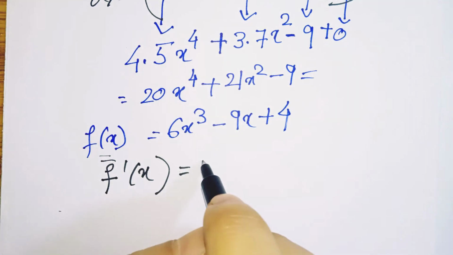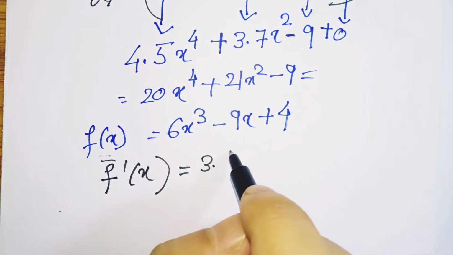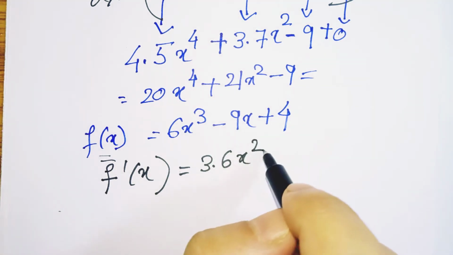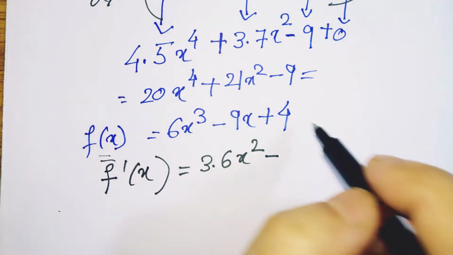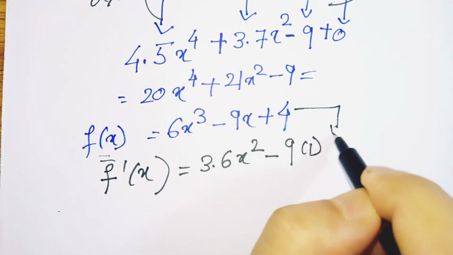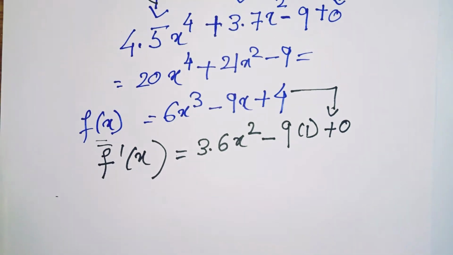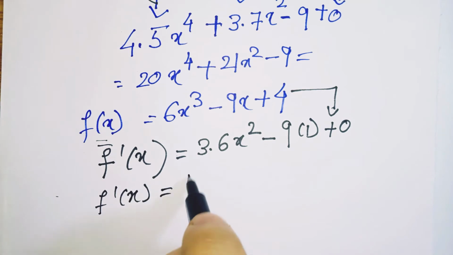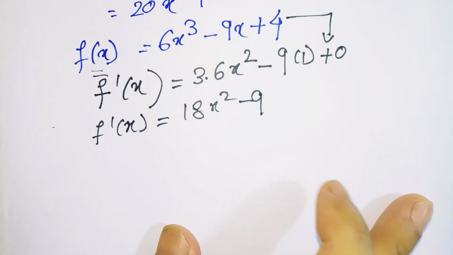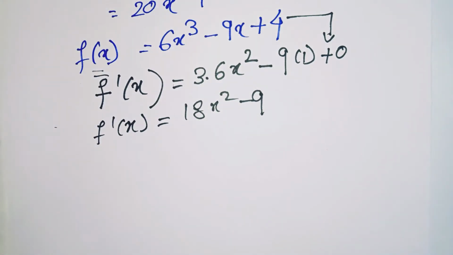So what we do is that we bring 3, then we write 6, then we write x, 3 minus 1 is 2. Then we find 9x as usual, 9x raised to the power is 1, and the derivative of 4 is 0. So finally what we get, f prime of x equals 18x raised to the power 2 minus 9, because 0 is not required to write. Following further, how do we solve this part?